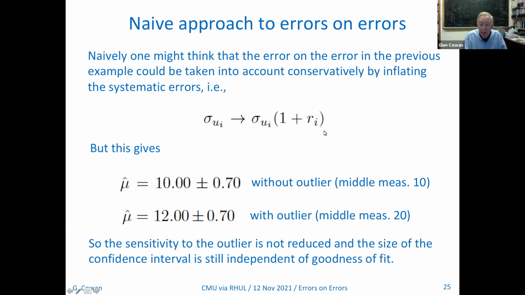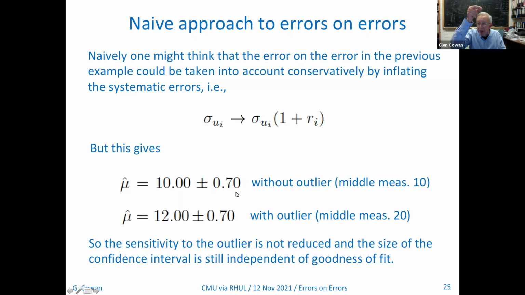then, okay, if there's no outlier, it of course gives you 10 still, and it then inflates the error because you've inflated all the error bars a little bit. They go from 0.63 to 0.70.